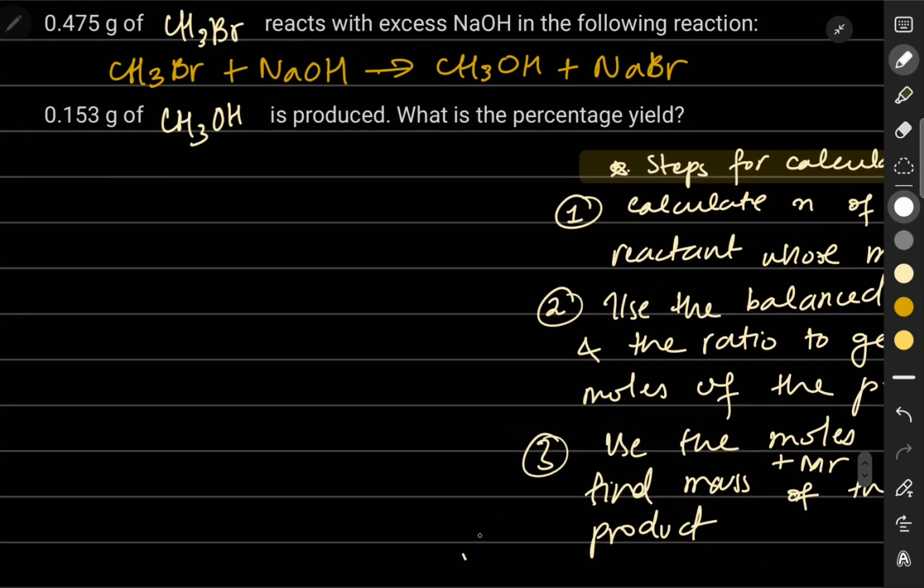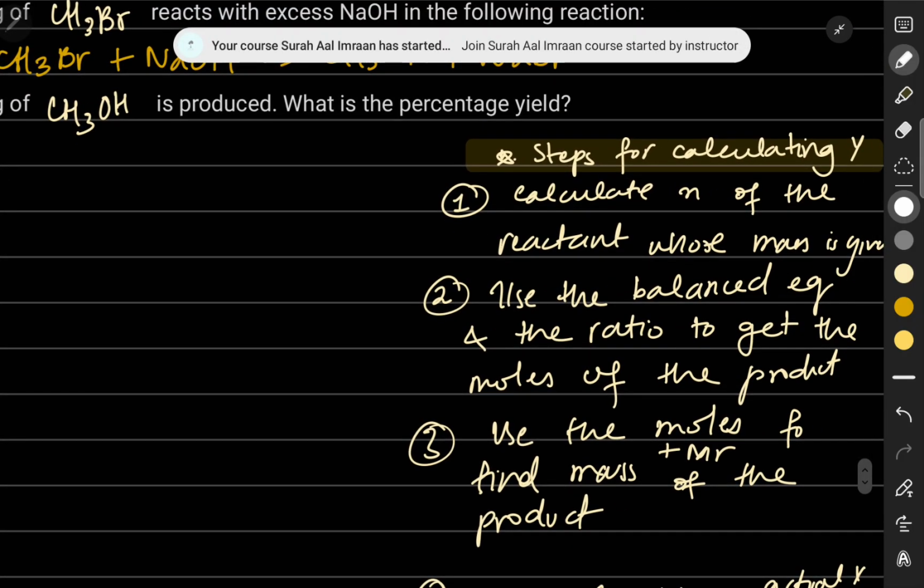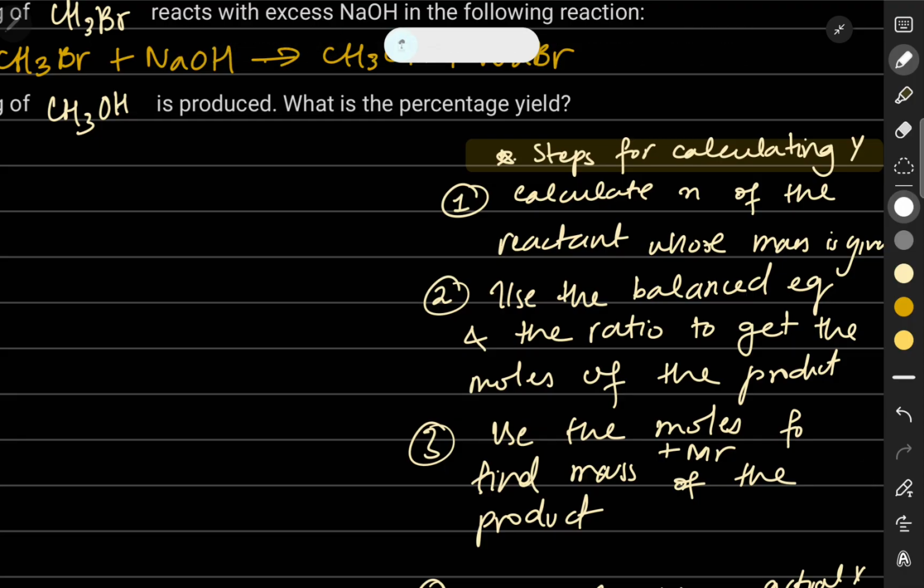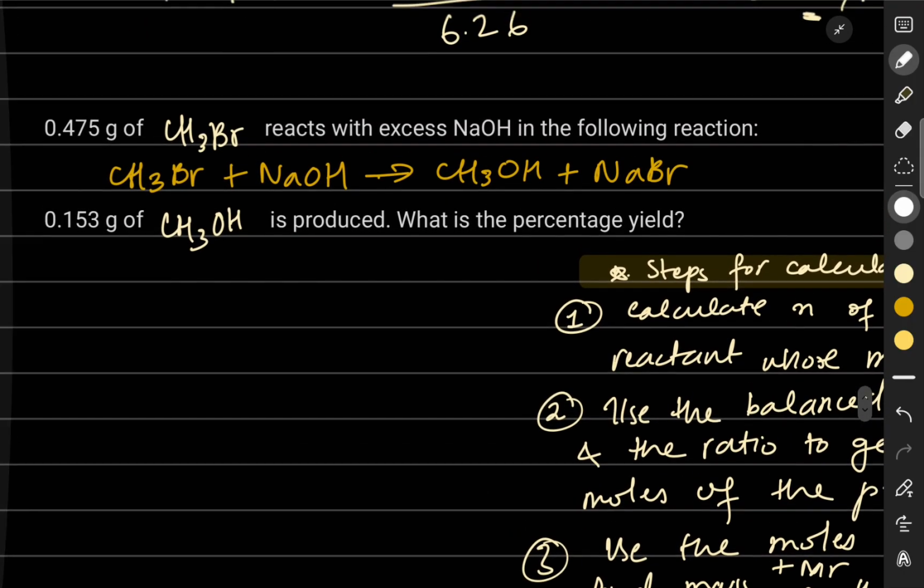So the first step says that we need to calculate the number of moles of the reactant whose mass is given. So let's go to the question. The question says 0.475 grams of CH3Br reacts with excess NaOH in the following reaction. We have the equation here. Okay, we see that this CH3Br is the reactant, and we have been given the mass of the reactant. So let's not read the question further and follow the steps.